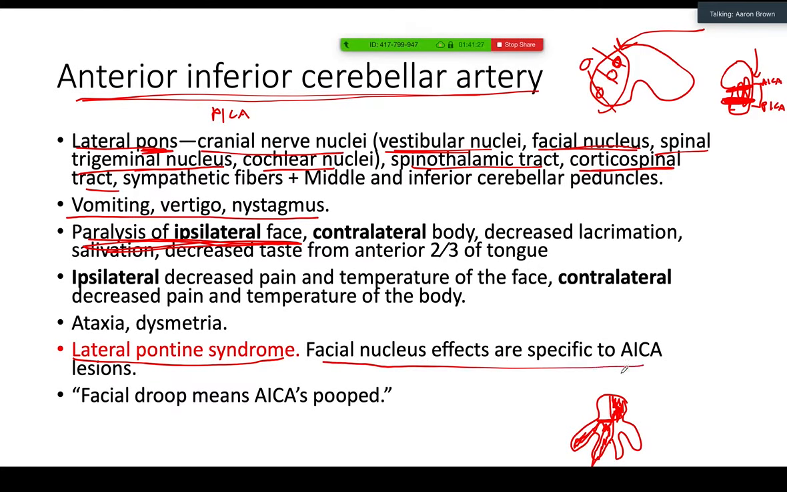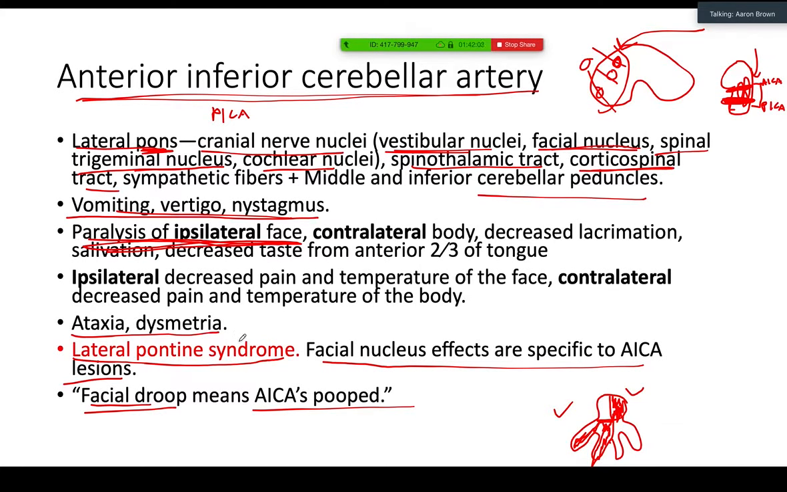Facial nucleus effects, that paralysis, are specific to AICA lesions. Okay? Facial droop means AICA is pooped. All right? Now, you need to see facial droop with all this other stuff, right? Not facial droop by itself. Facial droop with all of these other symptoms: vomiting, vertigo, nystagmus, sensory changes, all this other stuff is what's going to give you that. Okay? There's other things here that you're also going to lose because of your middle cerebellar peduncles. That is going to give you your ataxia, dysmetria.